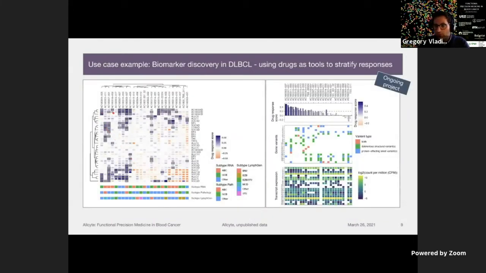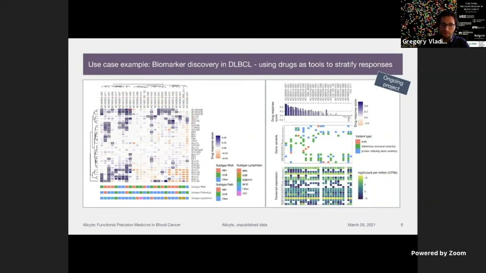So this is an ongoing program we have where we're doing biomarker discovery or genetic biomarker discovery in diffuse large B-cell lymphoma, where we're using drugs as tools ex vivo to stratify these patients into responding and non-responding cohorts. This is an ongoing project. We're collecting 100 diffuse large B-cell lymphoma samples, which is challenging to obtain 100 of these, but we're working towards it hopefully this year.